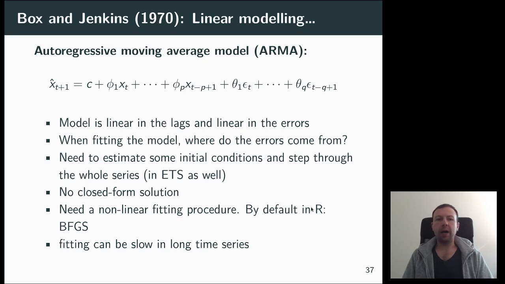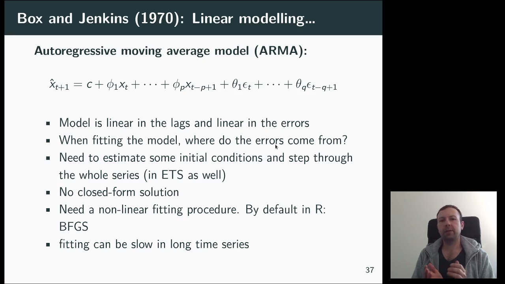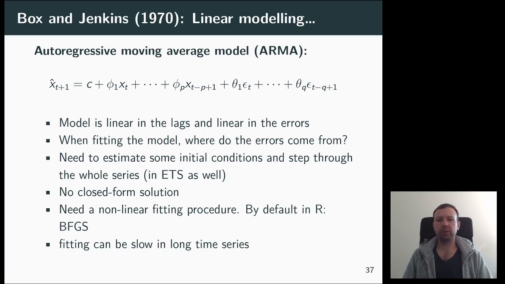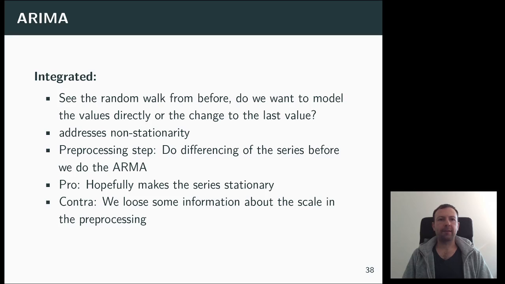And by default in R, that's actually a BFGS optimization. So it means that fitting of these models can actually be slow in long time series, right? But that's because of the MA part. So obviously if you have a pure AR model, linear, then it has a closed form solution. It's very quick.